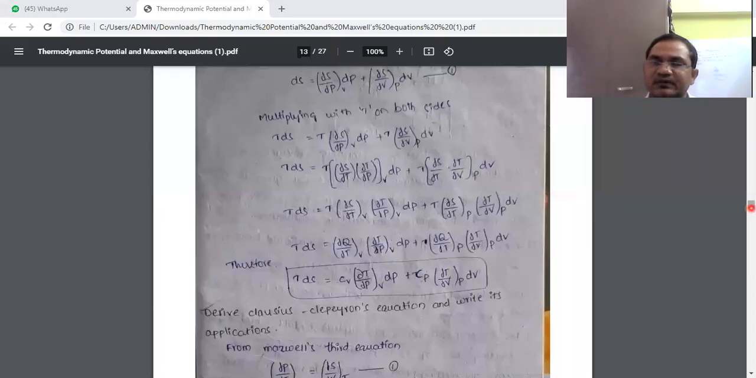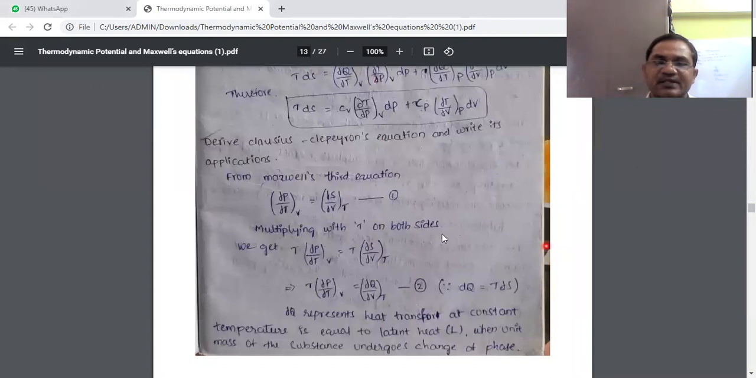The next concept that we are going to discuss is the Clapeyron equation by using Maxwell's thermodynamic relation. To derive the Clapeyron equation, first we start with Maxwell's third thermodynamic relation. So what is the Maxwell third thermodynamic relation? We know (∂P/∂T) at constant V is equal to (∂S/∂V) at constant T. Whatever quantity we write outside the bracket is treated as constant here.